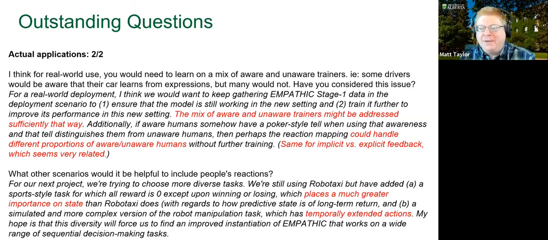But I think the important thing is being able to have training data for that setting, because we don't know whether it's going to generalize well from implicit expressions to knowing that the camera is watching you.